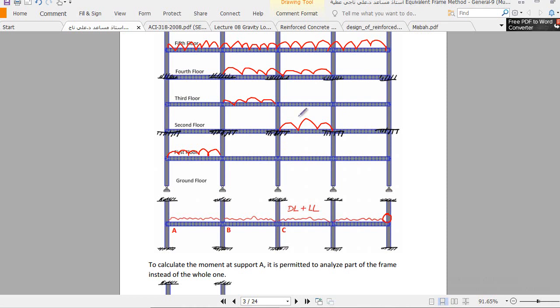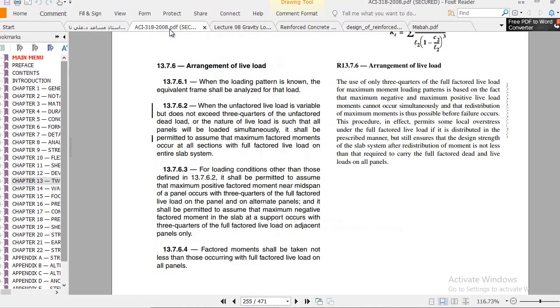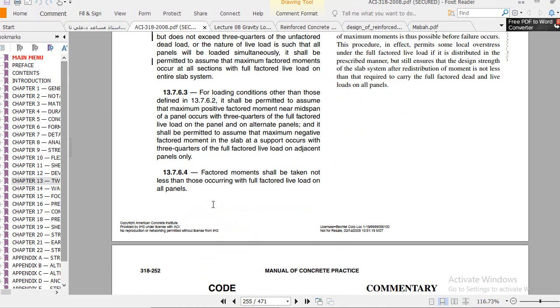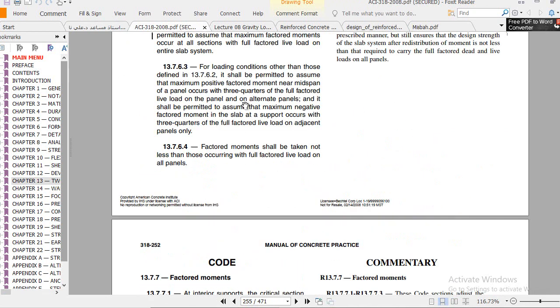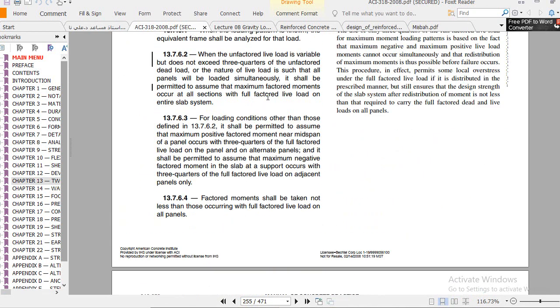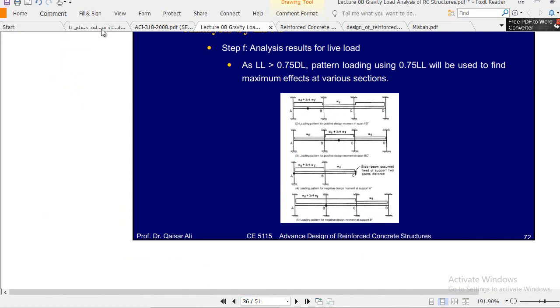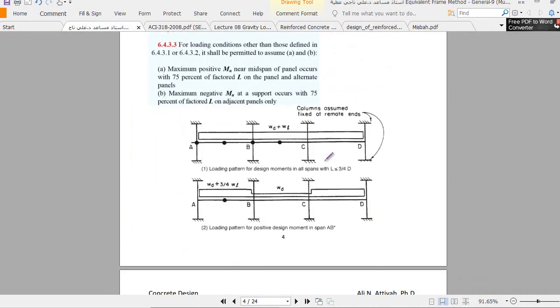If the live load pattern is known, you have to analyze the structure for that given live load pattern. But the ACI code says that if the live load pattern is not known, you have to analyze the structure for some given cases, which are explained by the ACI code. The cases which the ACI code explains are shown here, and you can see those cases right here.